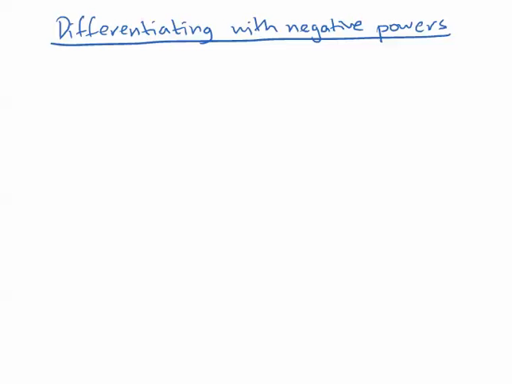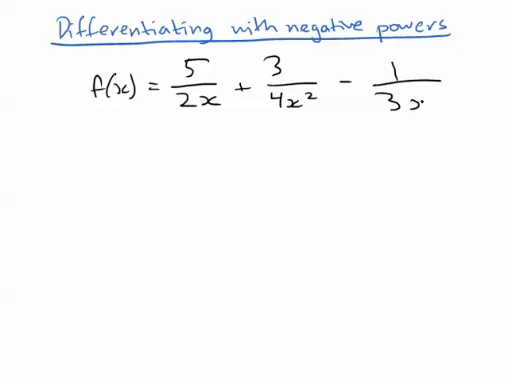Okay, one more example. If we have our function 5 over 2x plus 3 over 4x squared minus 1 over 3x cubed. So this one looks like a bit of a mess, because we've got fractions and we also have negative powers. So we're going to have to take these x's up into the numerator and change them to negative powers. But the fractions themselves are actually okay, because all we do is we write them down.